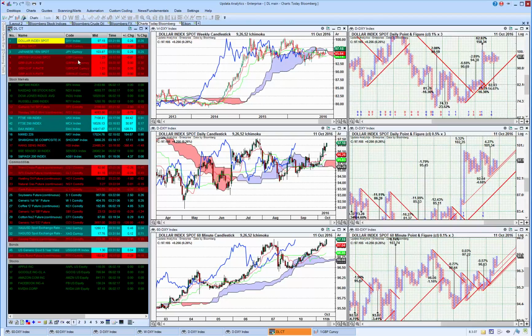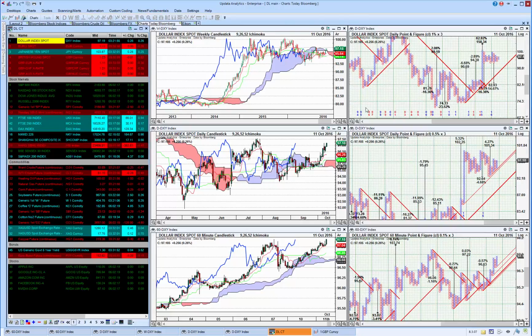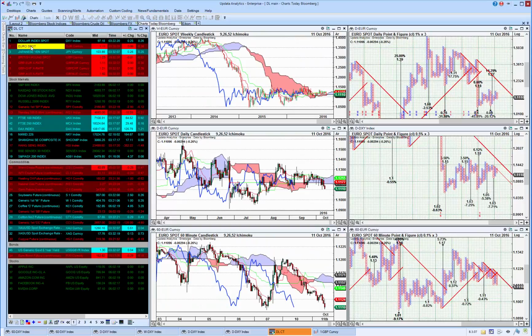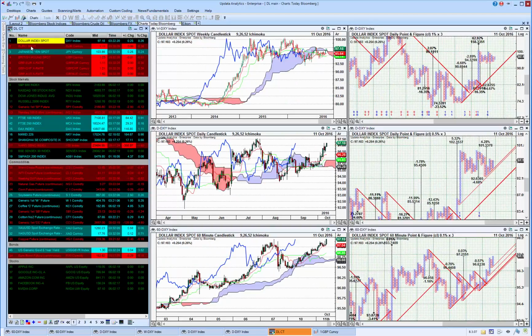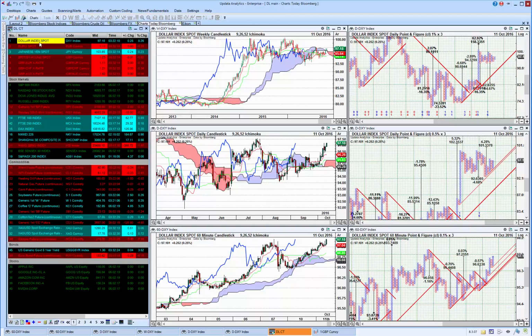And while the big story is sterling, it's quite interesting just looking at the charts here. This is my weekly, my daily, 1%, 0.5%, and my 60-minute chart. So this is long term, medium term, short term, and I get this instant view just by changing from one instrument to another, unique to UpData. This is running on Bloomberg data, but of course you can run on dozens of different data sources.